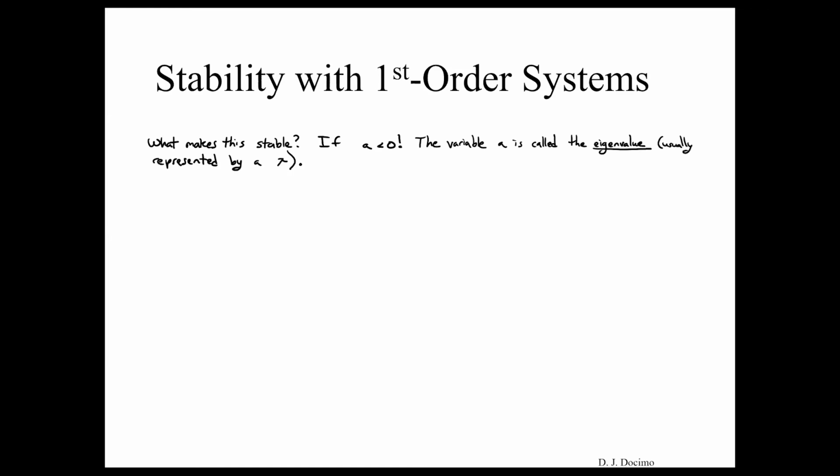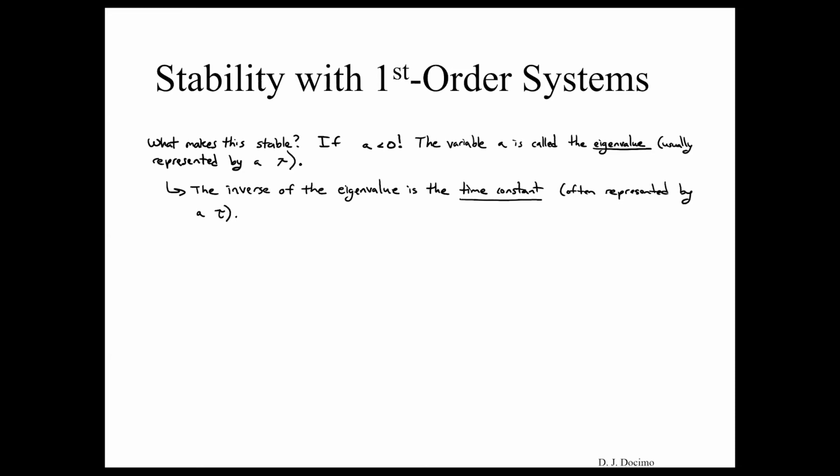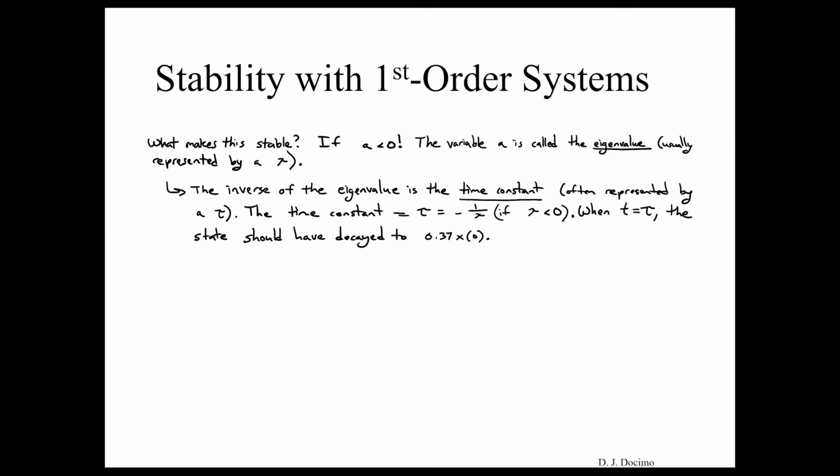So the variable a is called the eigenvalue. It's usually represented by a lambda. And the inverse of the eigenvalue is something called our time constant, often represented by a tau. And the time constant is equal to tau, which is equal to the negative of 1 over lambda if lambda is negative itself. So when t is equal to tau, when our time is equal to the time constant, our state should have decayed to 37% of its original initial condition value. And we'll go over the definition of eigenvalue in a bit.